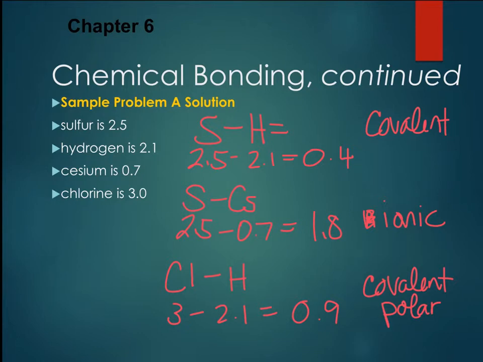So as you can look back at these, you can see sulfur and hydrogen are both nonmetals, and that makes sense that they're covalent. Sulfur and cesium, sulfur is a nonmetal, cesium is a metal, so that makes sense as an ionic. And then chlorine is a nonmetal and hydrogen is a nonmetal, and that is making sense as covalent as well.